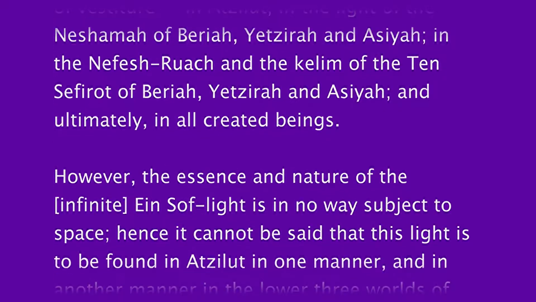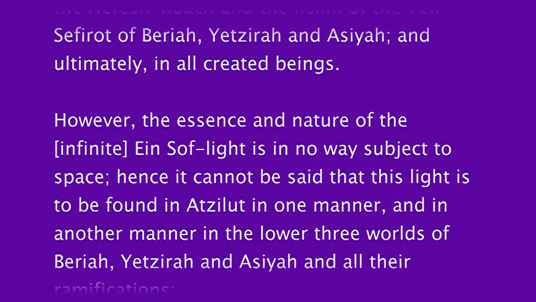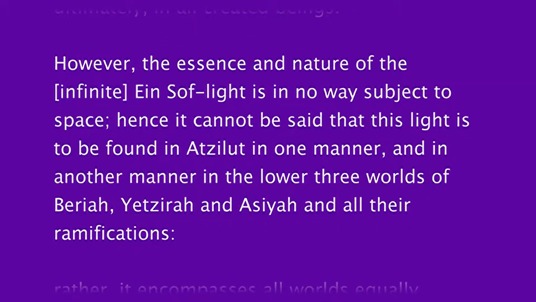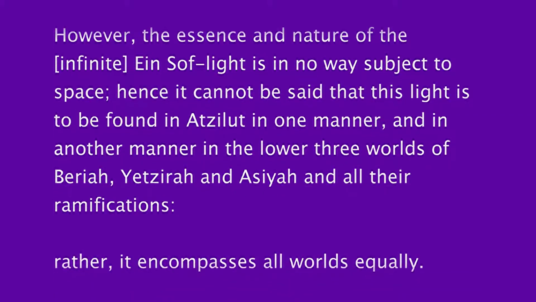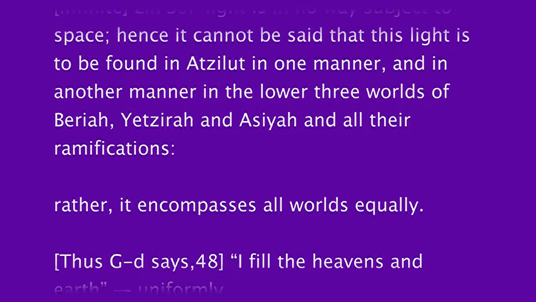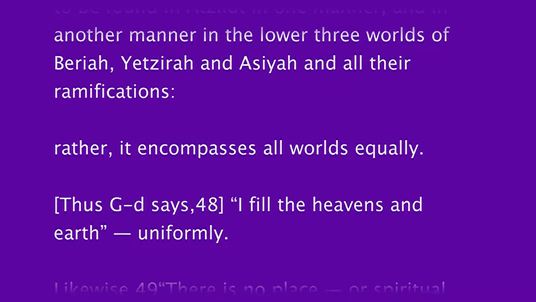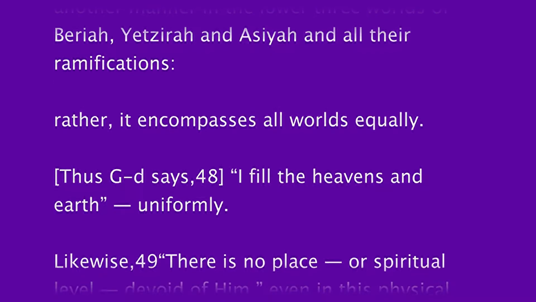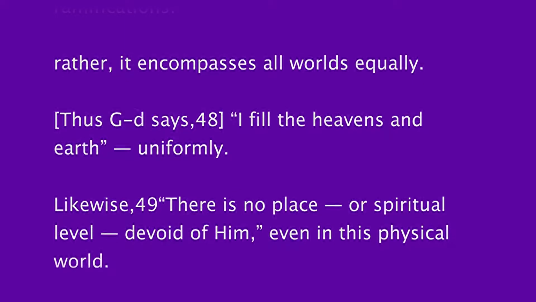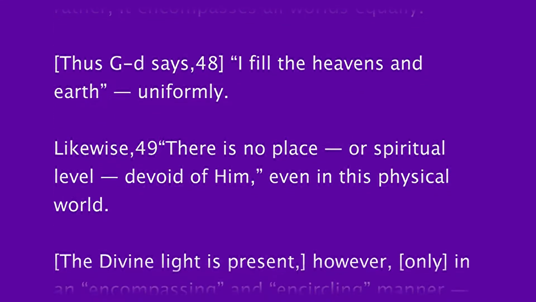However, the essence and nature of the infinite Ein Sof light is in no way subject to space. Hence it cannot be said that this light is found in Atzilut in one manner, and in another manner in the lower three worlds of Beriah, Tzira, and Asiya, and all their ramifications. Rather, it encompasses all worlds equally. Thus, Hashem says, I fill the heavens and earth uniformly. Likewise, there is no place or spiritual level devoid of Him, even in this physical world.